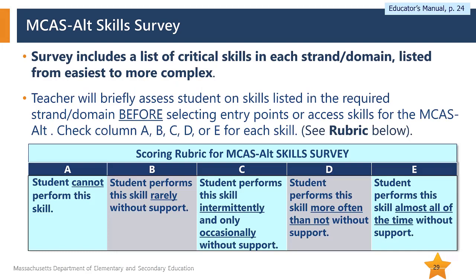So the survey has critical skills that are listed. Some have more skills than others. But what you're looking at is, can the student perform the skill rarely without support, intermittently and only occasionally, more often than not, almost all of the time without support. And then that A says student cannot perform this skill.